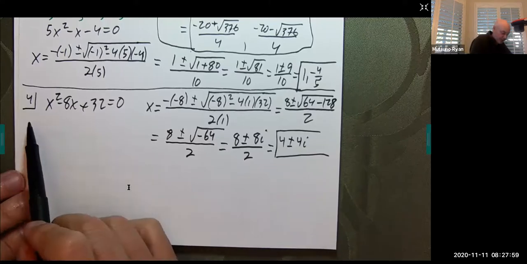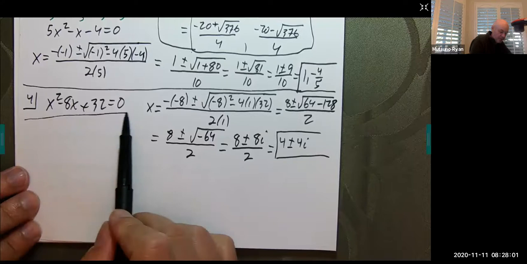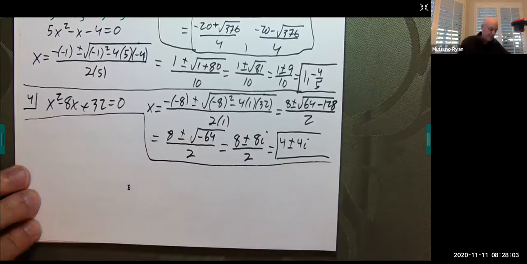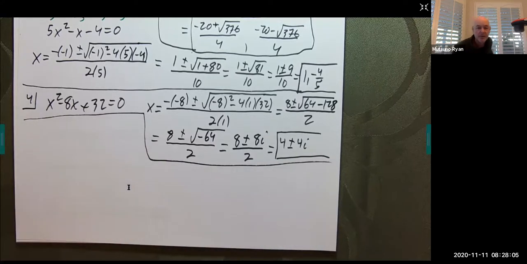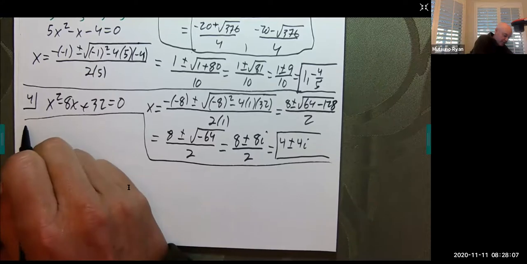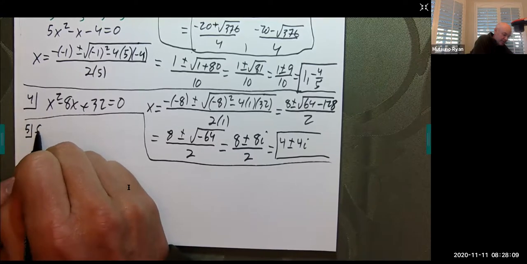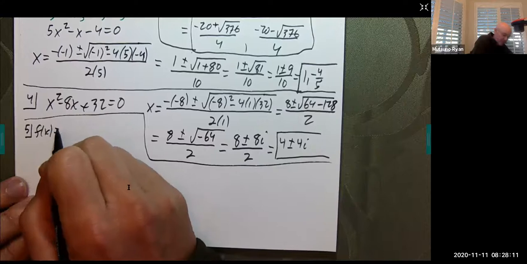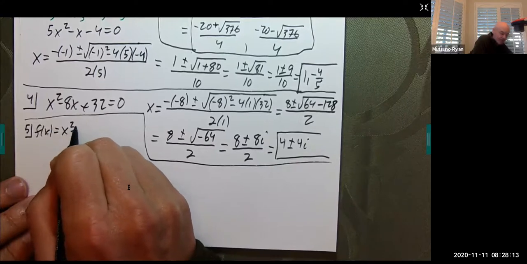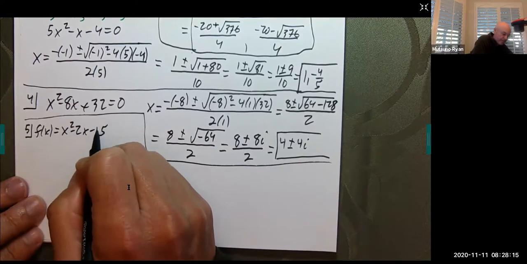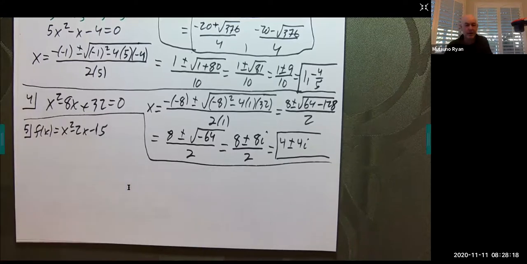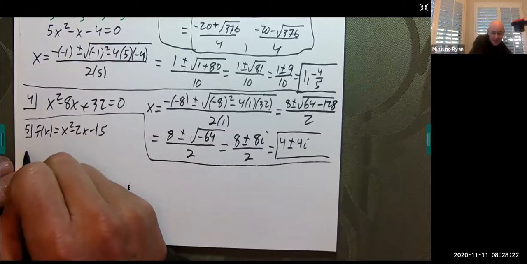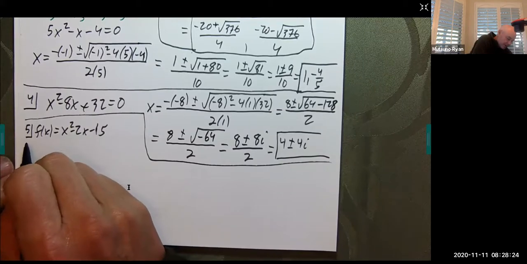All right. Number 5, they want quite a bit of information. So we have a quadratic function. And the first thing I want to know is the x-intercepts. So for the first part, they don't label it, but I'm going to label it I.